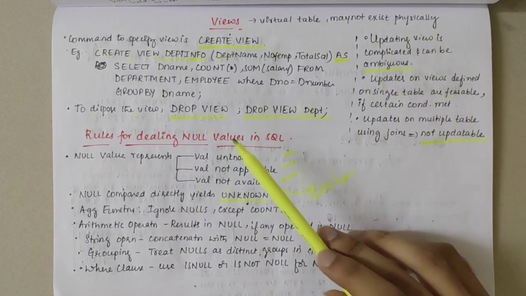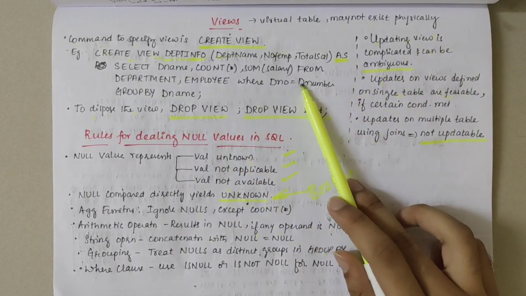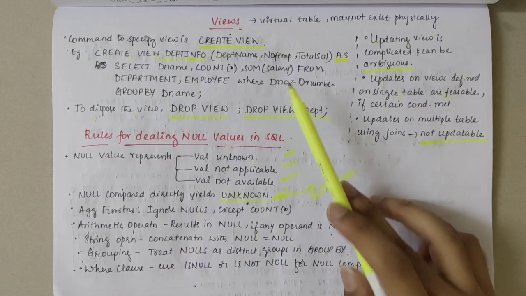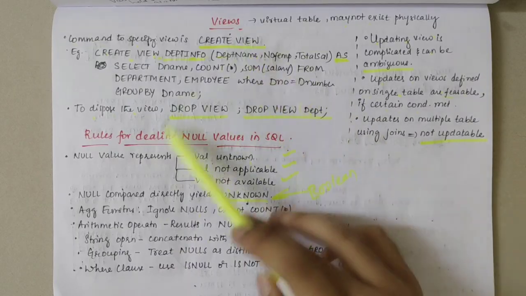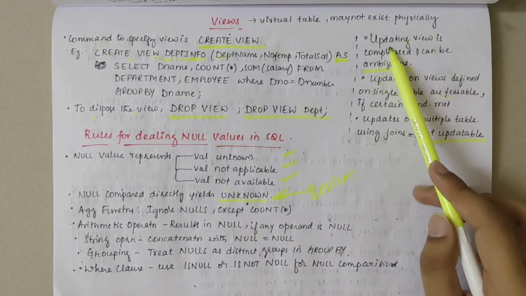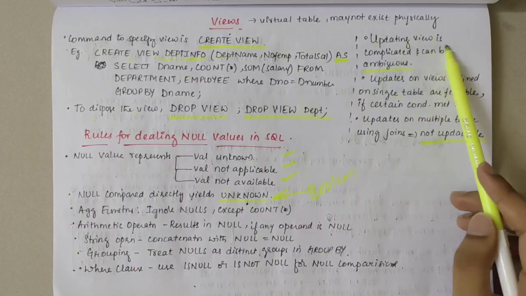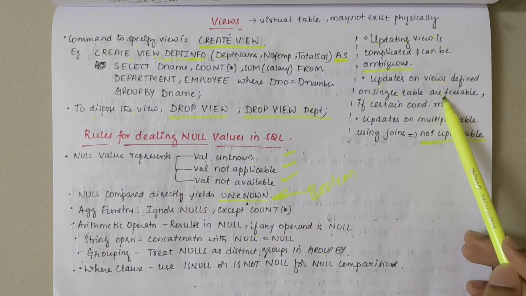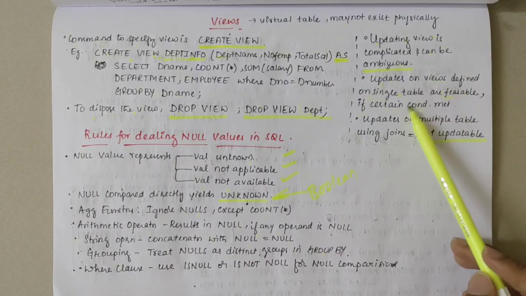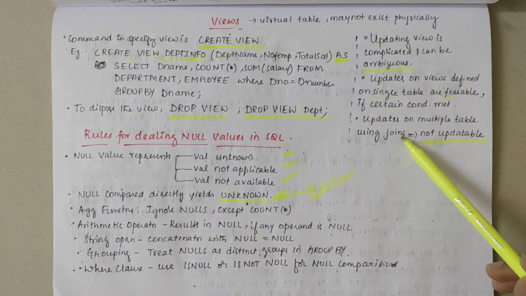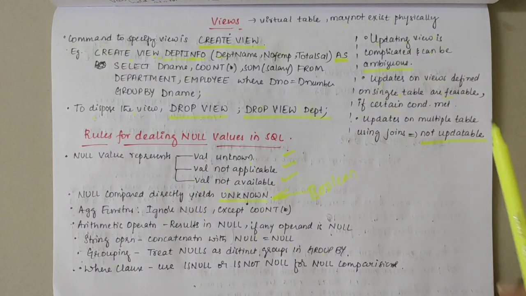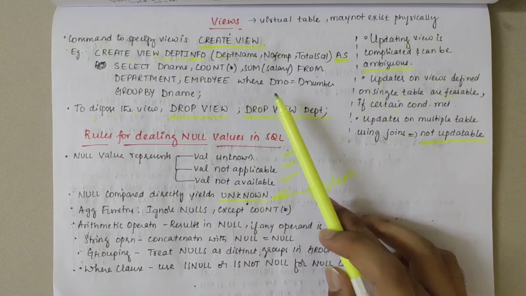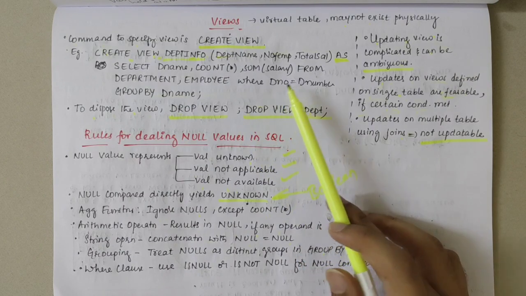As a view is not stored physically in memory, it cannot perform all the operations. Simple operations like create and drop are okay, but when you talk about updating a view, it is complicated and can be ambiguous. Updates on views defined on a single table are feasible if certain conditions are met, but updates on multiple tables using joins are not accepted at all. So this question could be asked, the topics on views could be asked for 3 or 4 marks.